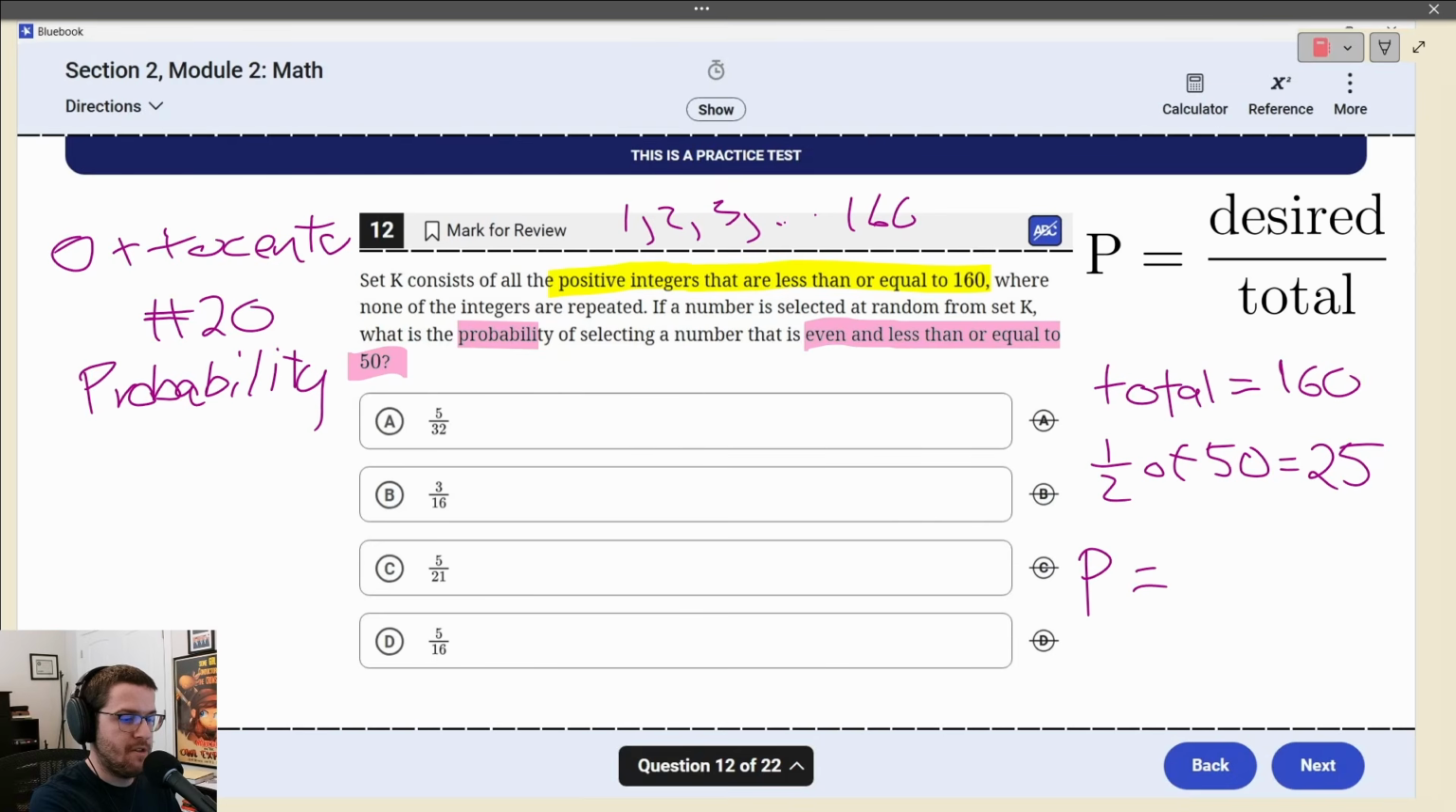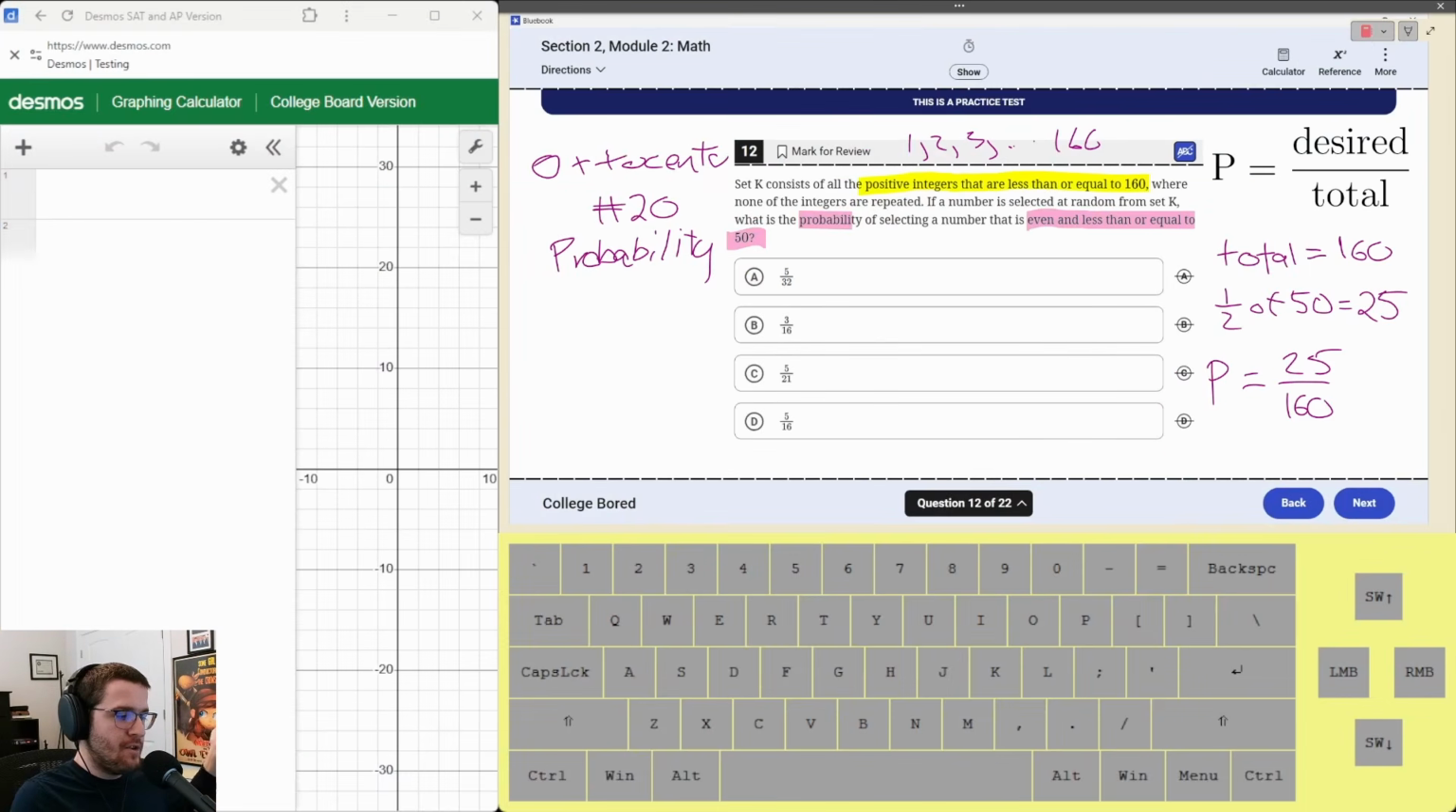So the probability is 25 over 160. That's not an answer choice, but we should definitely simplify it. And I know you guys, I've been tutoring a long time, I know you guys hate simplifying fractions. Guess what? Even if you forgot to bring a calculator, there's no calculator section anymore, so you really don't need to stress about it.